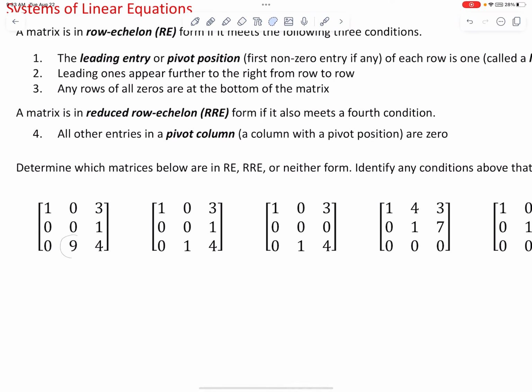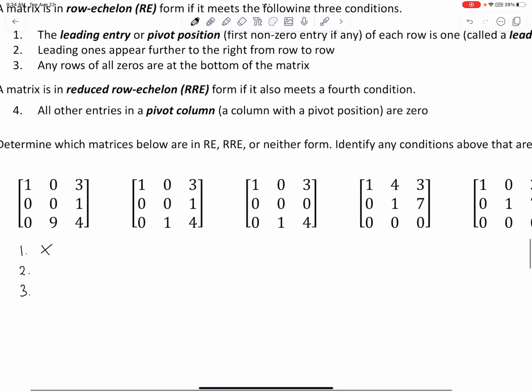The third row, we have a problem right here. Here's the leading entry. It's the first non-zero entry, but it is not a 1. So condition 1 is violated. 1, 2, 3 stands for conditions 1, 2, and 3. And we're going to put an X next to this, and I'll use a check mark if it's satisfied and an X if it's not satisfied. Let's just examine condition 1 for all of these matrices.